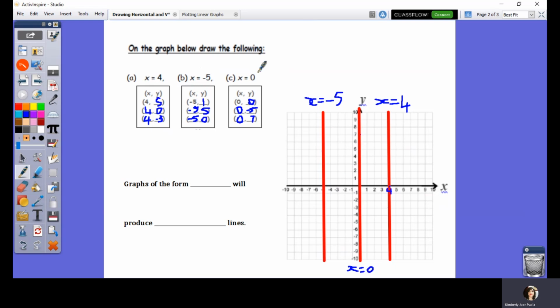So now you have noticed that lines which are called x equals a number will produce vertical lines which will definitely cut your x-axis. You see all these 3 lines are cutting the x-axis. They are touching your x-axis. Therefore, graphs of the form x equals a value will produce vertical lines.